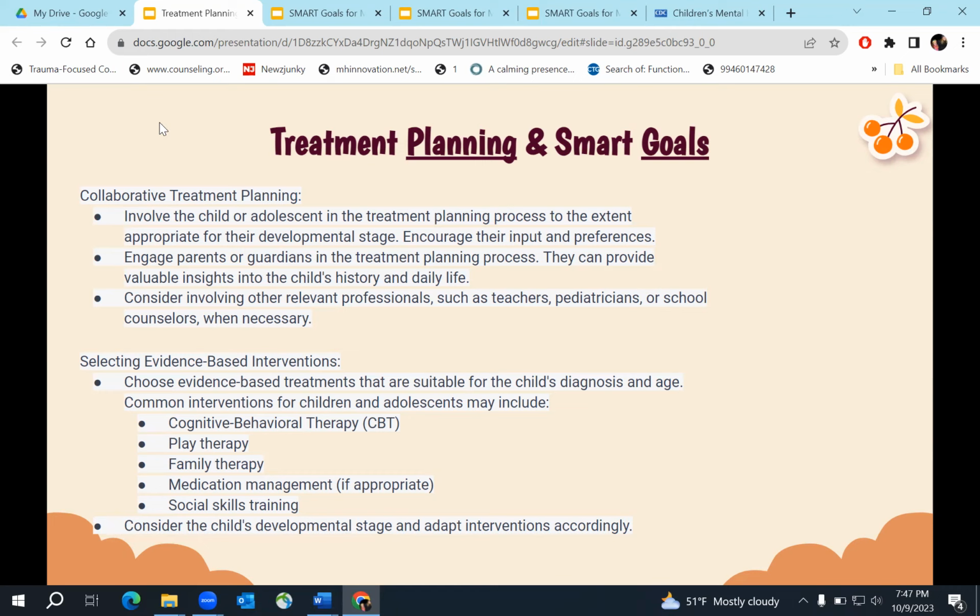And then when you're treatment planning for kids, you really want to look at evidence-based interventions. So again, this is a generalist program. If there's an intervention that you feel like, oh, this is something that I really want to learn about, it'll be on you to get that advanced training once this program is over. But look at what specifically works with kids: CBT, play therapy, family therapy, social skills training, medication management.